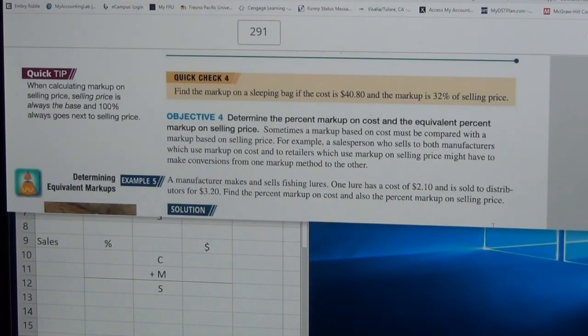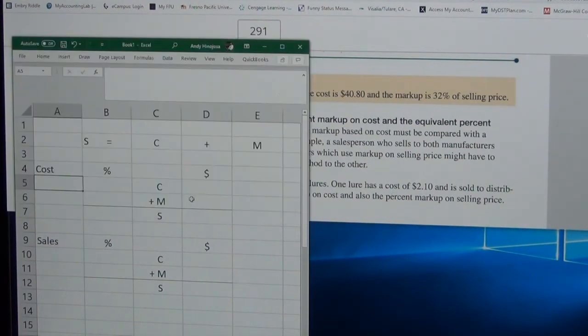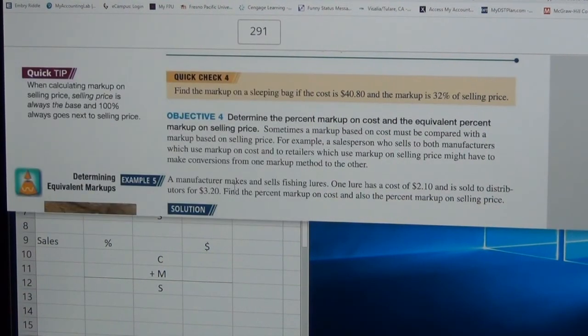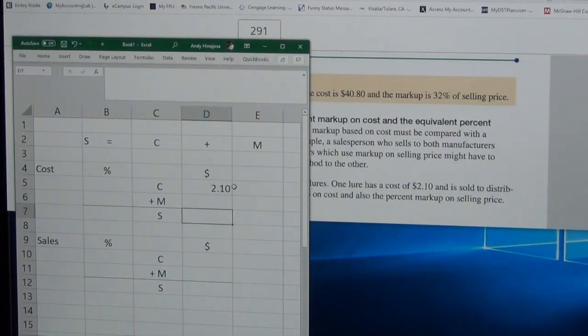Okay, we've got to go back to what we learned in the previous section. Manufacturer makes and sells fishing lures. One lure costs $2.10, so that's our cost, $2.10, and is sold to distributors for $3.20.